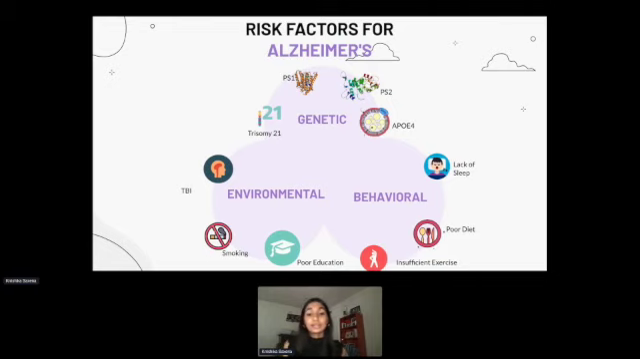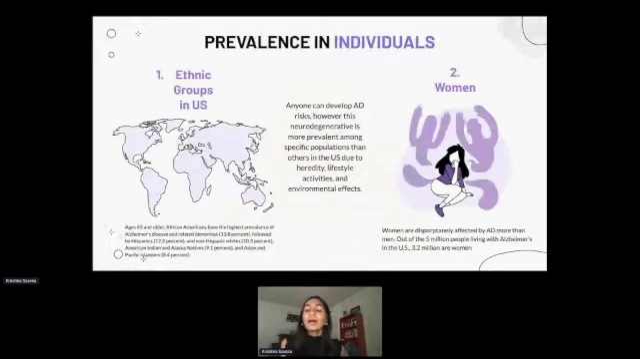So I researched lots of risks for this, but I categorized them into three categories: genetic, behavioral, and environmental, and I'll be talking about one risk per category more in depth. Before I get started, one thing I noticed when I was researching is that Alzheimer's affects a certain population, or women, more than other people, and I think this is true for every single disease. At least I've noticed that some diseases affect some populations more than others.